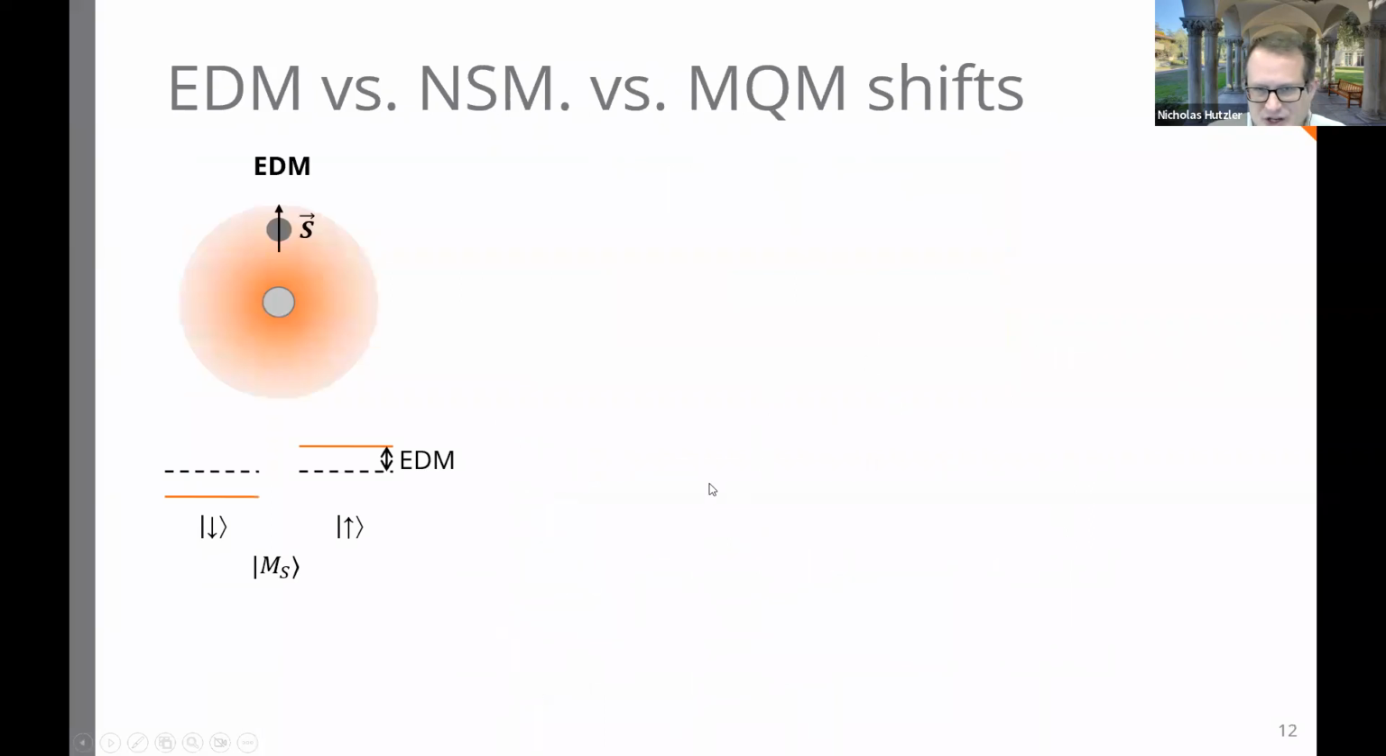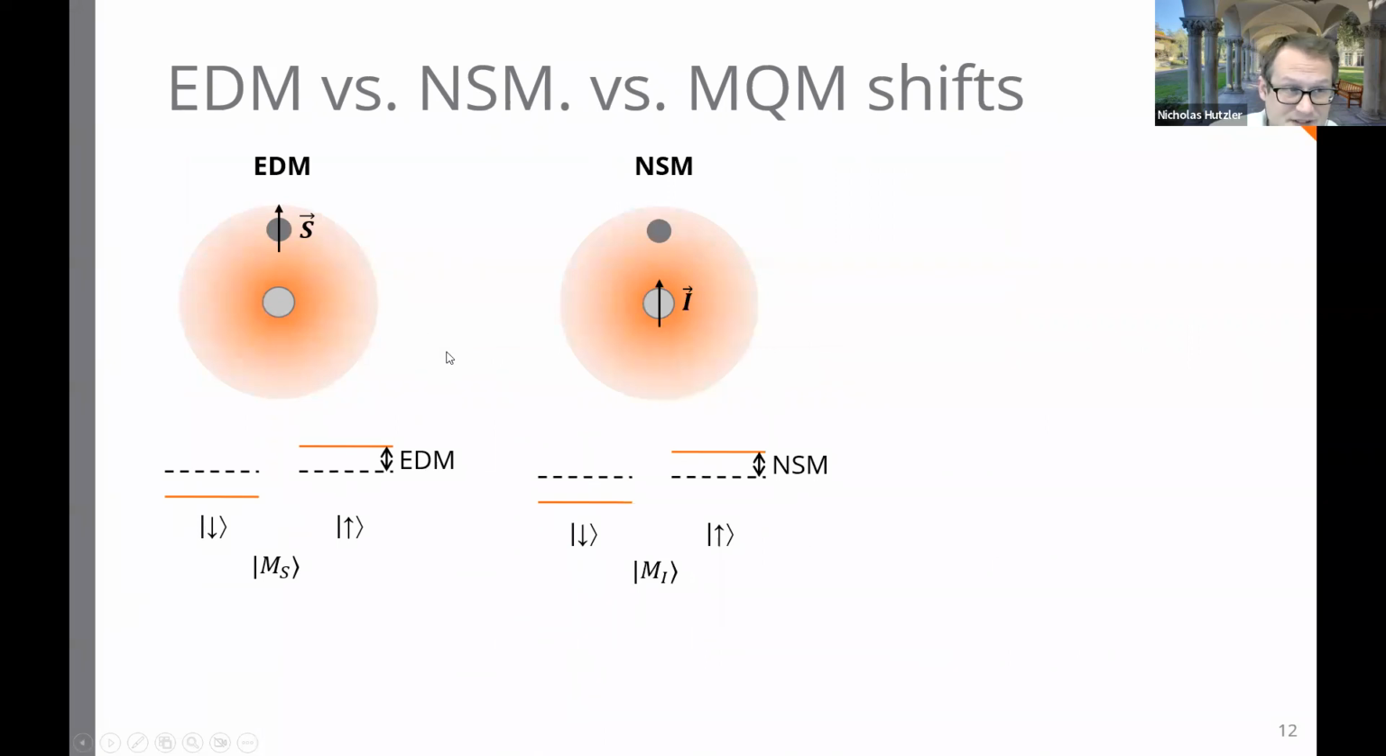As a one-slide summary of how you look for these: for the electron EDM, you're looking for a splitting between the spin state and the internal field. For the nuclear Schiff moment, you're doing the same thing, except now you're looking at the nuclear spin, reorienting it relative to the internal fields in the polarized species, looking for some energy splitting. So it's basically the same.